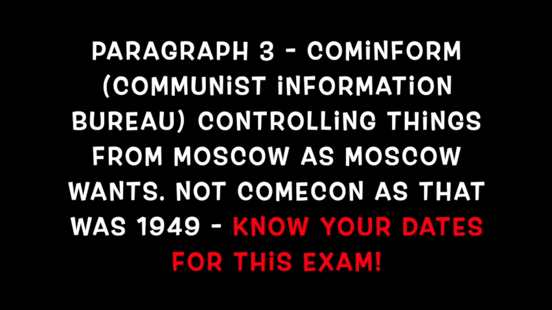COMINFORM, the Communist Information Bureau, is like giving out the information of here's what you must do. Moscow, the capital of the Soviet Union, is where they decided what these Eastern European satellite states had to do and how they were supposed to act. And it was COMINFORM, and they had meetings and that sort of thing. That was where they made sure the things that they wanted to happen happened in the satellite states, their puppet states, the ones they controlled.